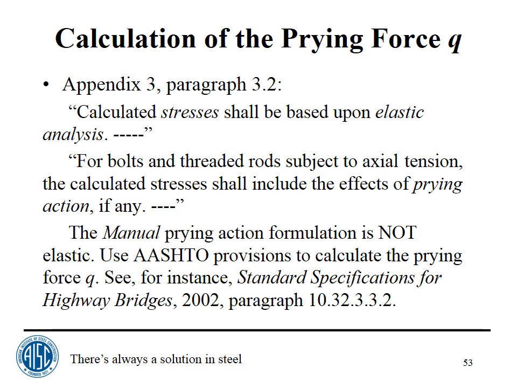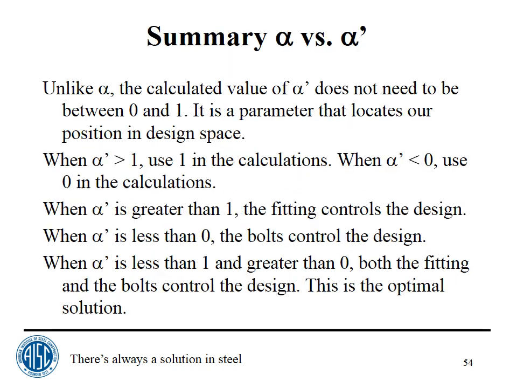If you want to find out if you have to do any fatigue calculations and you need prying action, go to AASHTO, provisions, section 10.32.332. That was an O2. It may have changed. Standard specifications for highway bridges. They give a formula for calculating Q, which is supposedly elastic. I don't know if it is or not, but anyway, it's the one that's being used in the fatigue calculations where prying is an issue. The formulas, I believe, were derived way back at Cornell a long time ago using an elastic analysis.